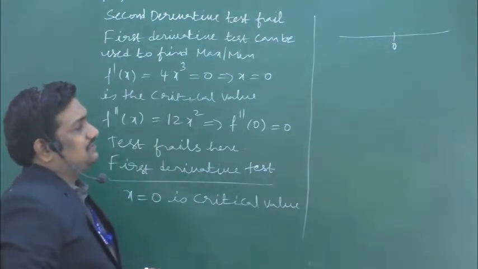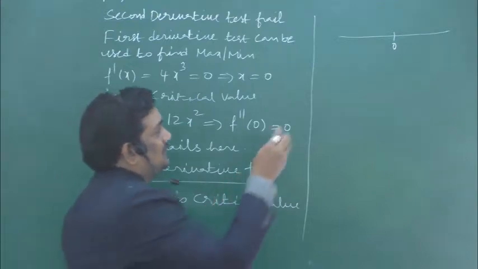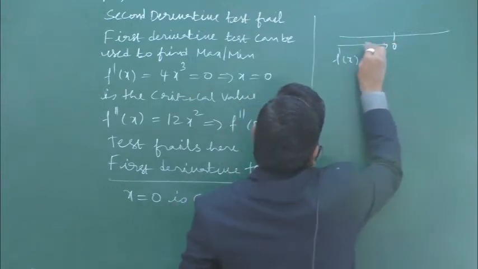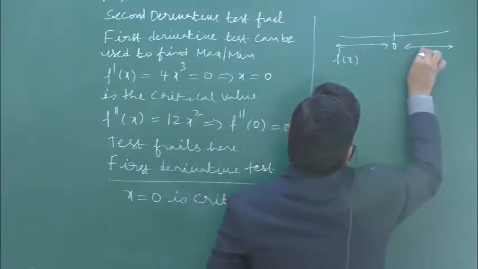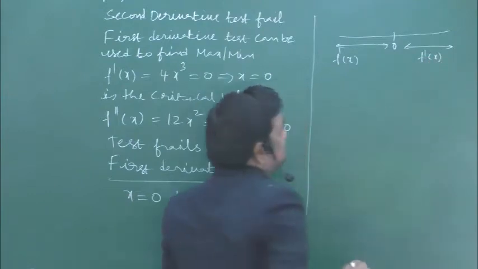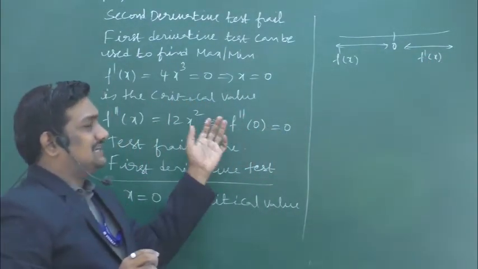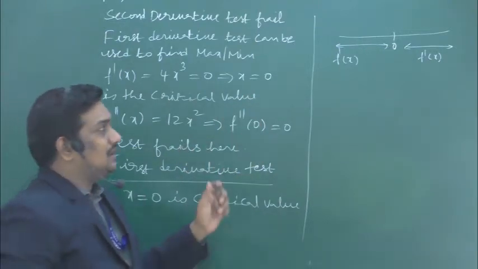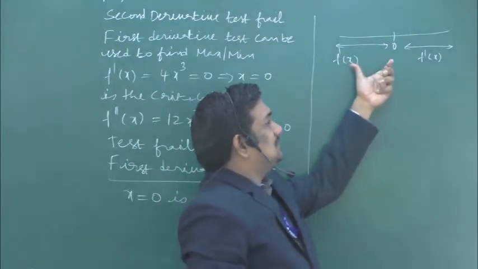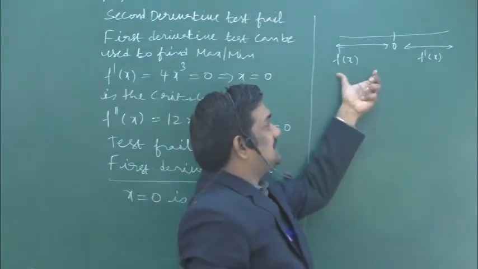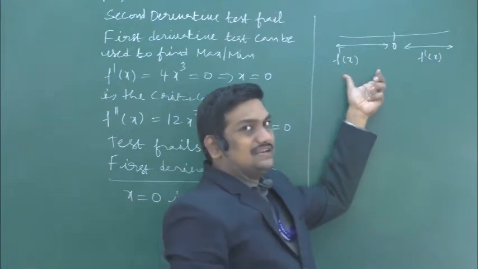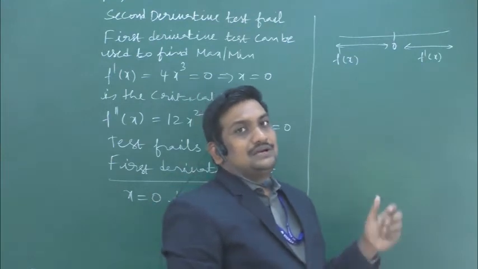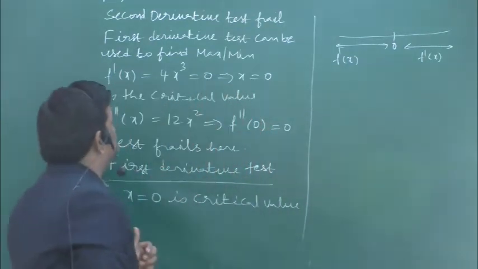According to the first derivative test, you need to find the first derivative value on the left hand side as well as the right hand side. In order to apply the first derivative test, you need to find f dash x value on the left hand side of 0 as well as on the right hand side of 0. On the left hand side of 0, the values are -1, -2, -3 and so on, all negative values. You substitute those values in the first derivative.